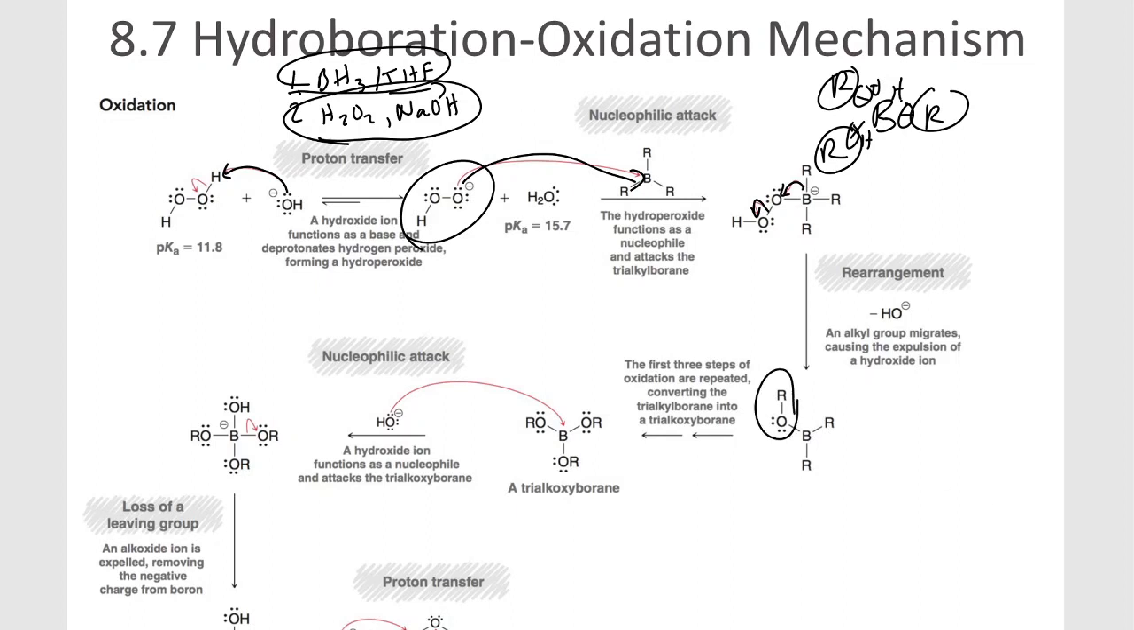So now we have this OR attached to the boron, and that happens for each one of the R groups, so that we have this trialkoxyborane, where we have B and then OR. Okay, so when we form that, the next step is a hydroxide attacks the boron, and when it does, it kicks out one of these ORs. Okay, and that OR can then pull off a hydrogen from water, giving us our alcohol. So that happens for each one of those R groups, so that we end up with an OH added to that less substituted side of what was the alkene.